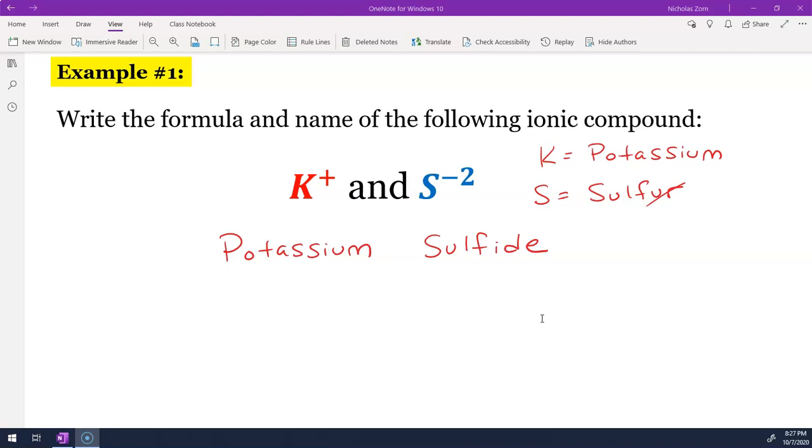When we go to write our formula out, notice we have a charge here of +1 and a charge here of -2. Ionic compounds are going to have a neutral charge, so we want these to cancel out. If I have one positive and two negatives, I'm going to need two of these to cancel out the two negative charges. So this will be written as K2S. Two potassiums give us a charge of +2, plus one sulfur gives us a charge of -2. Those will balance out and we'll have a net charge of 0.